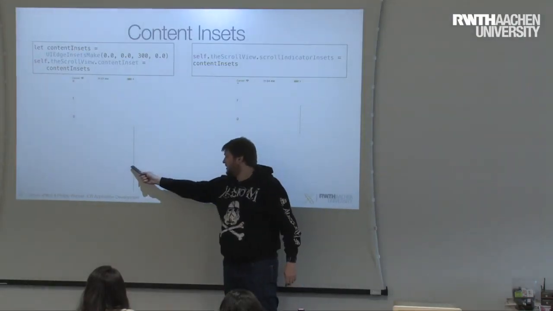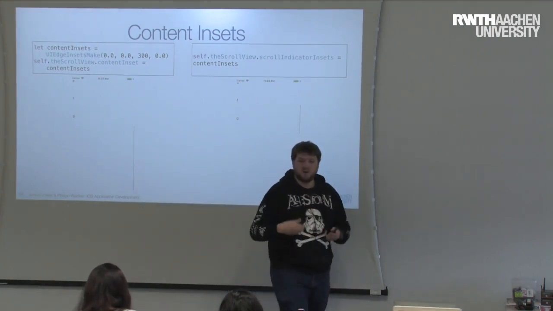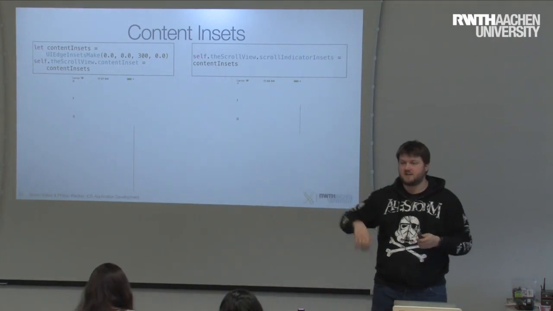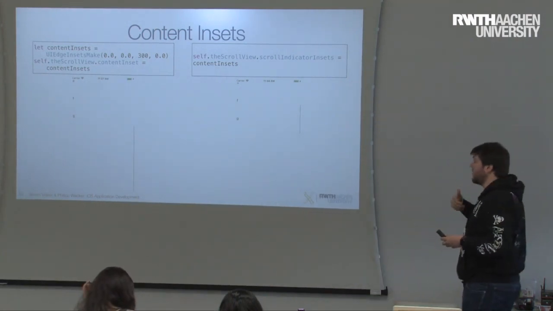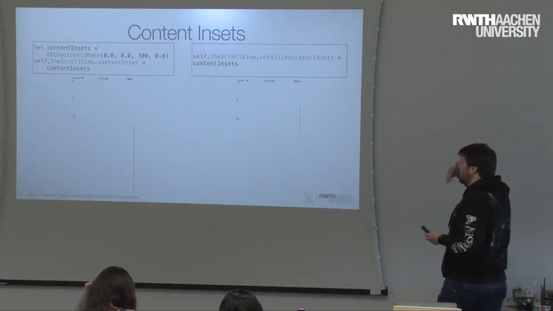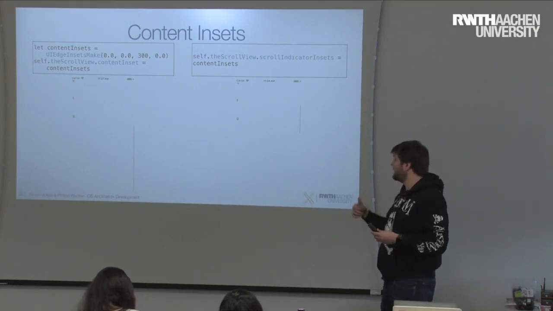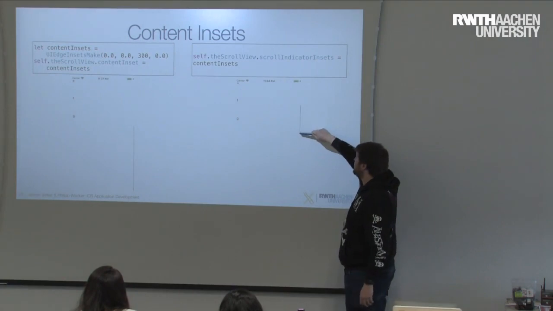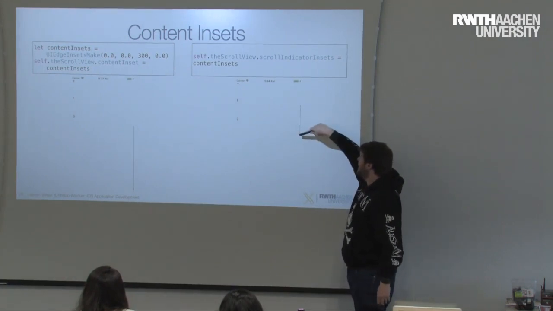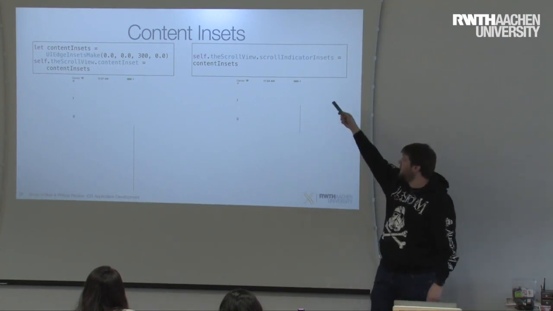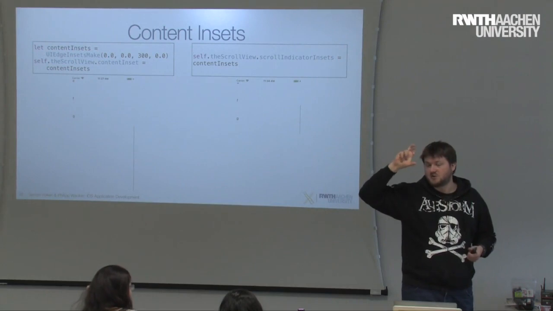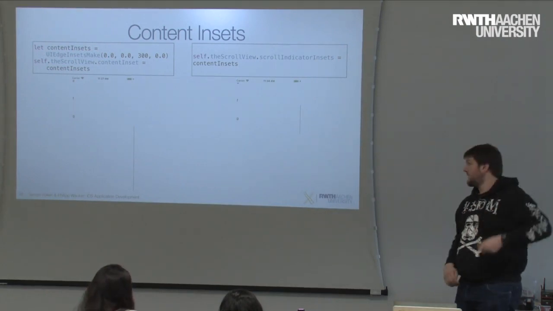But since this scroll bar would look weird if I have my keyboard and the scroll bar essentially behind it, it would look like I'm scrolling through the keyboard. I can also limit the place where the scroll bars are shown to those content insets, meaning it looks like the scroll view just ends there, even though the whole thing is a little bit larger.